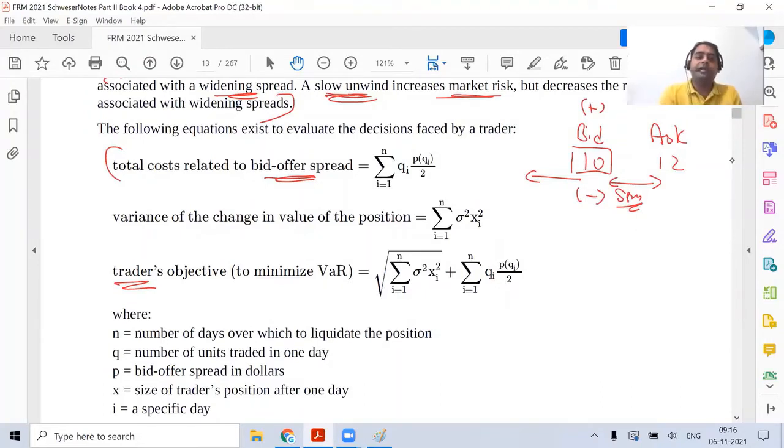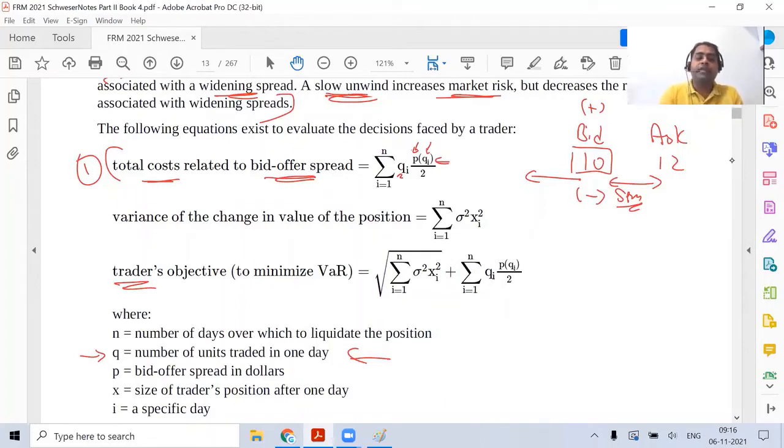Now let us look at the first formula which they want to highlight. They've used the terms QP and QNP over here, and the impact is to find the total cost. So what is P representing? Number of units traded in one day. That's the size of the market.